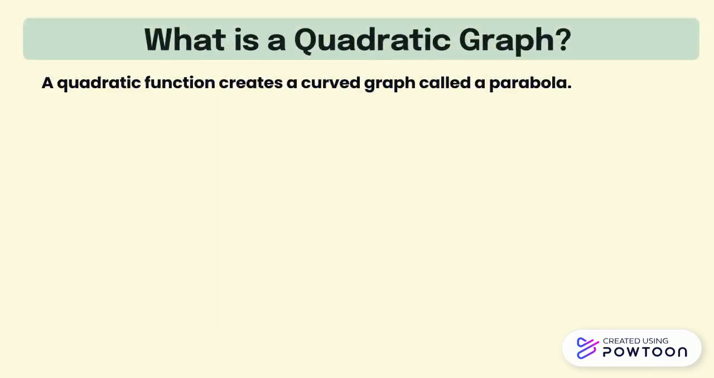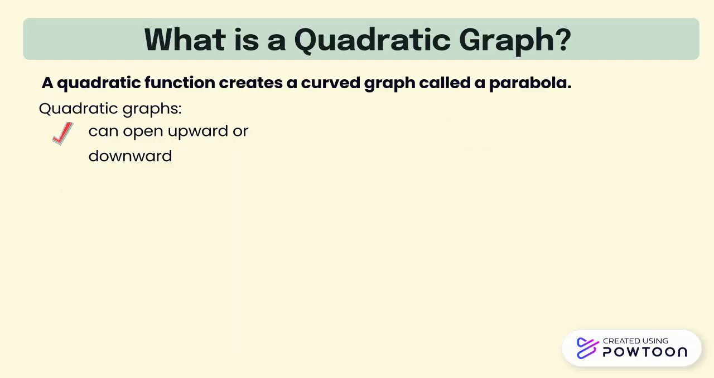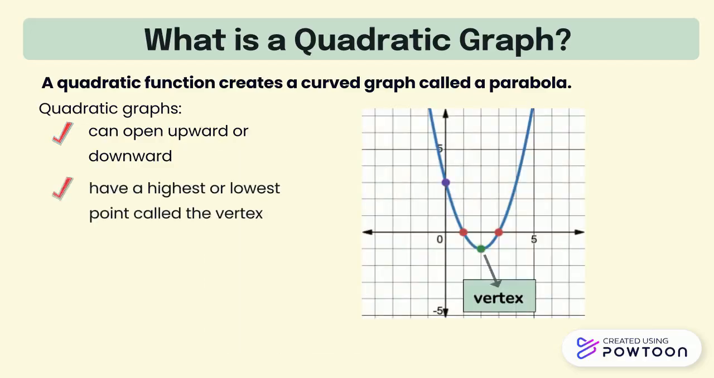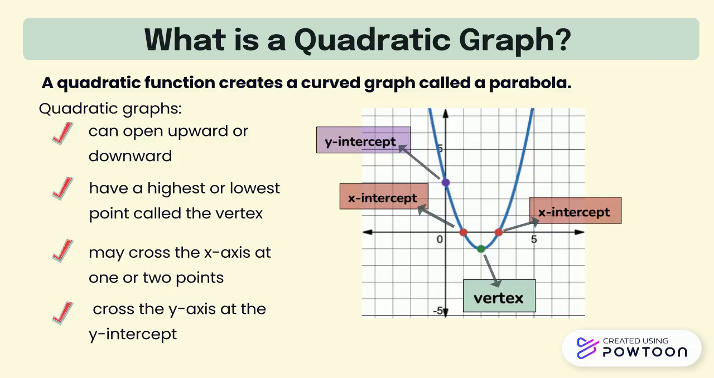A quadratic function creates a curved graph called a parabola. Quadratic graphs can open upwards or downwards, and have a highest or lowest point called the vertex. They may cross the x-axis at one or 2 points, and they cross the y-axis at the y-intercept.